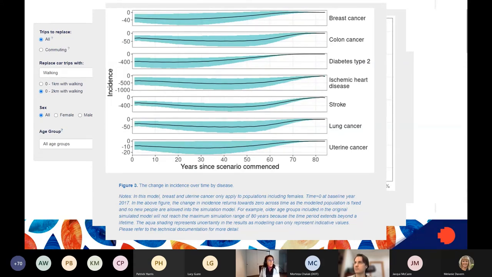In this graph here, we have on the x-axis the years since the scenario commenced. Year 0 is 2017. So we start in year 2017, and over time, these graphs are telling us how many cases are prevented per year, with the light blue shade indicating the uncertainty in the outcomes. This is a modeling exercise. We include the uncertainty in some of the inputs for which we have information, which implies that we really provide a range of outcomes.